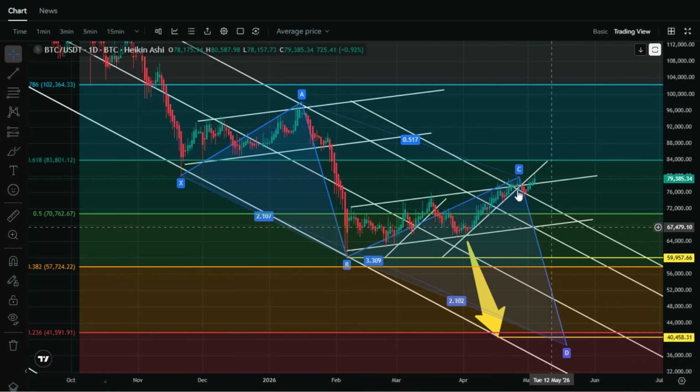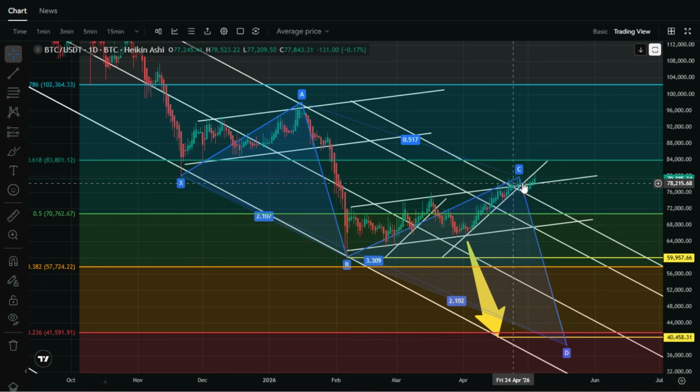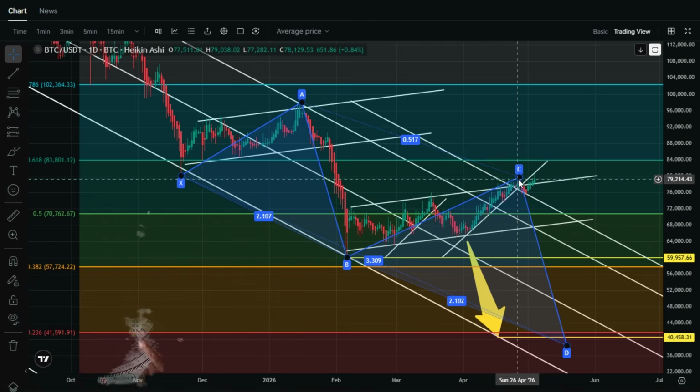As I was stating to you in a few different tutorials back, when we made a low at 59,000 right here, the opposite side of 59,000 brings us right up to 76 and 77,000. And we've been skirting around and playing around up to nearly 80,000 here.